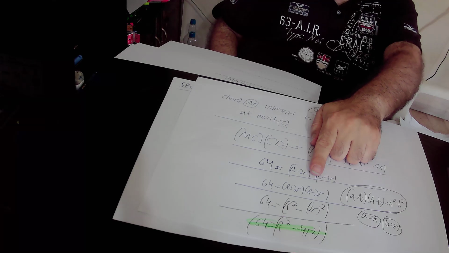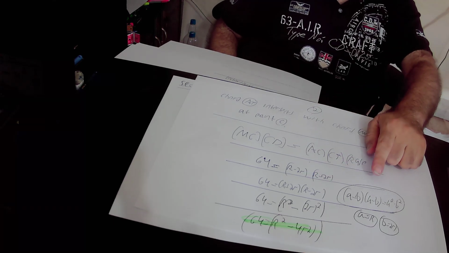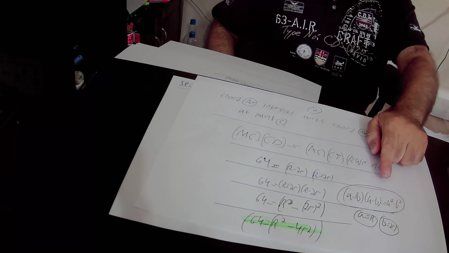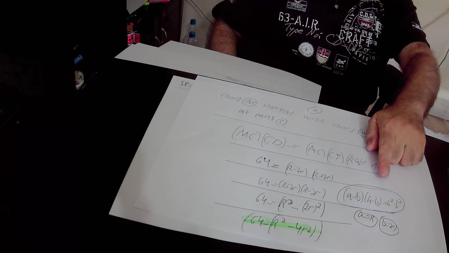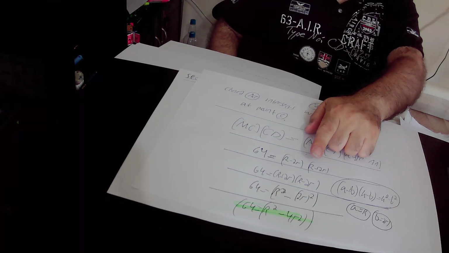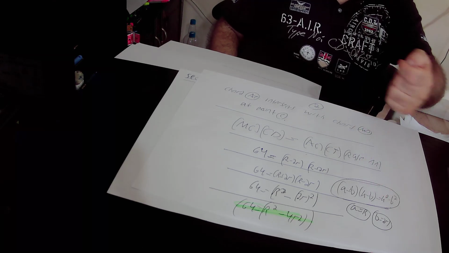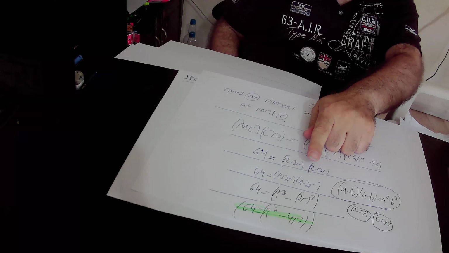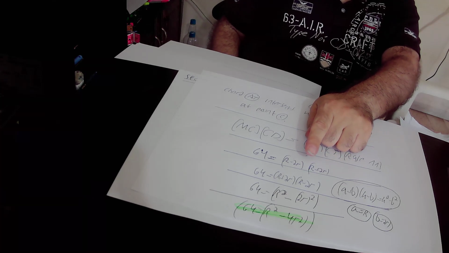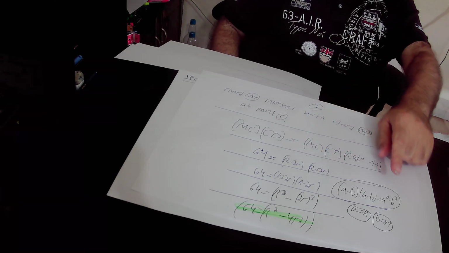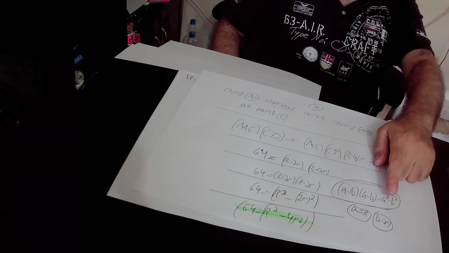This expression, according to the algebraic identity that A plus B times A minus B equals A squared minus B squared, in the specific expression has A equal to capital R and B equal to 2R. Therefore A squared is capital R squared, and B squared is 2R squared.